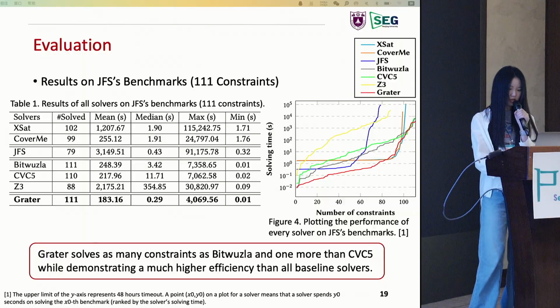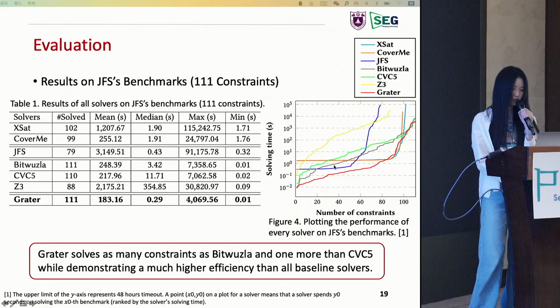Compared to XSAT and CoverMe, Greater is more effective and efficient. When we exclude constraints that Greater can solve while XSAT or CoverMe cannot, the advantage of Greater in solving time will be more obvious. Finally, JFS and these 3 are the least effective baselines, solving significantly fewer constraints but running much slower compared to Greater.